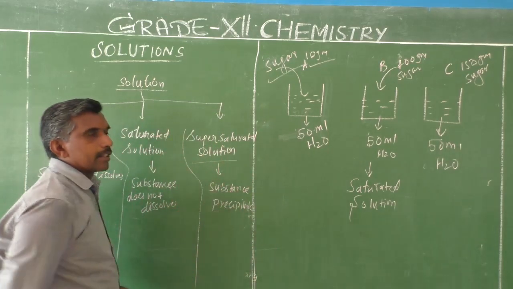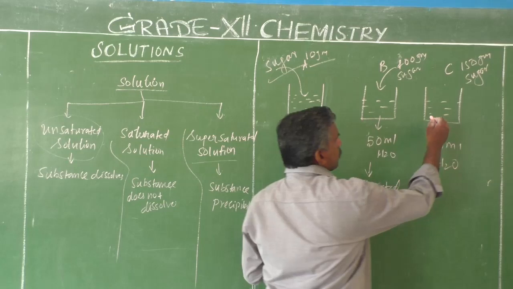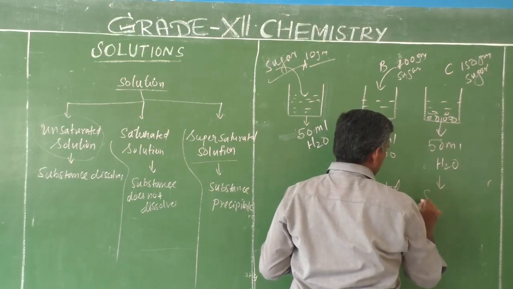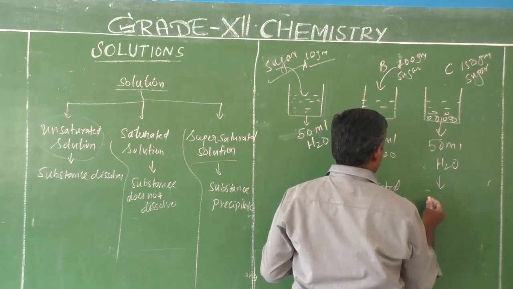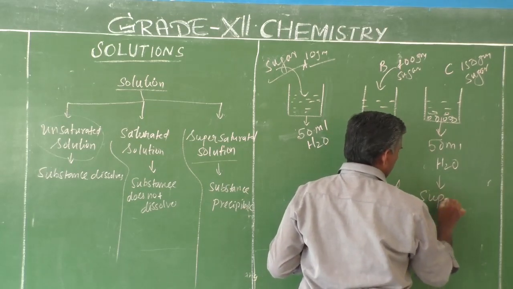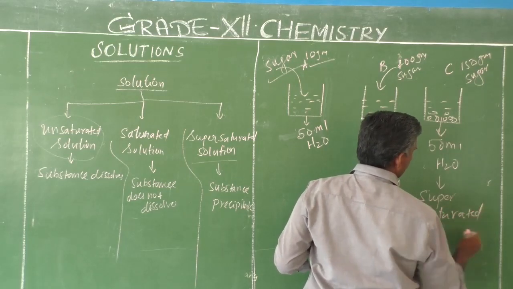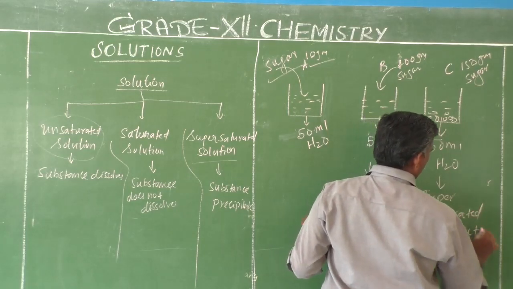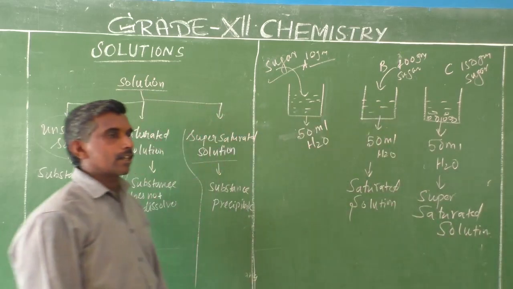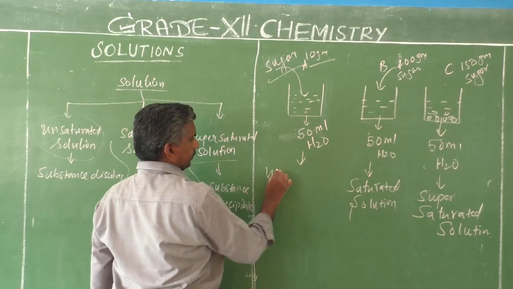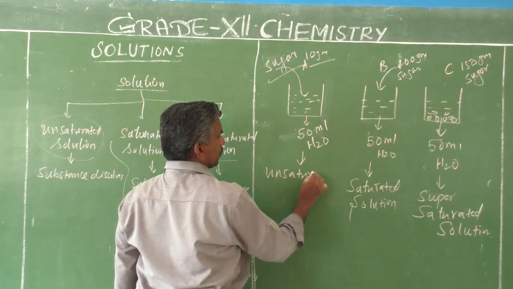The substance precipitated. It does not dissolve; the sugar is precipitated. That is known as a supersaturated solution. That is a supersaturated solution. So, there are saturated solutions and unsaturated solutions.